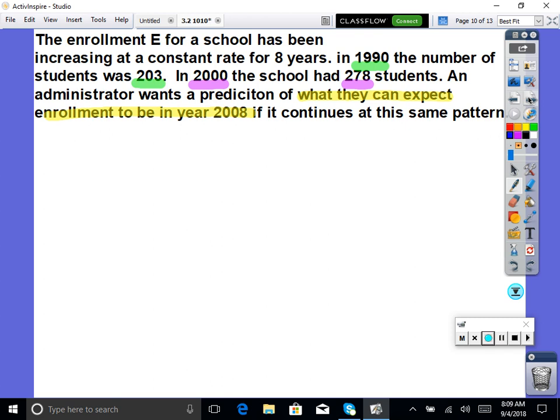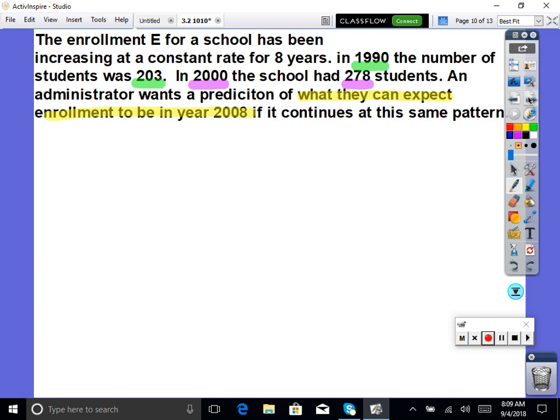Like, it's very realistic. So it says, the enrollment for a school has been increasing at a constant rate for the past 8 years. In 1990, the number of students was 203. In year 2000, the school now had 278 students. An administrator wants a prediction of what they can expect enrollment to be in year 2008 if it continues at the same pattern. So I'm going to have some x, y points, and I'm going to write them down.